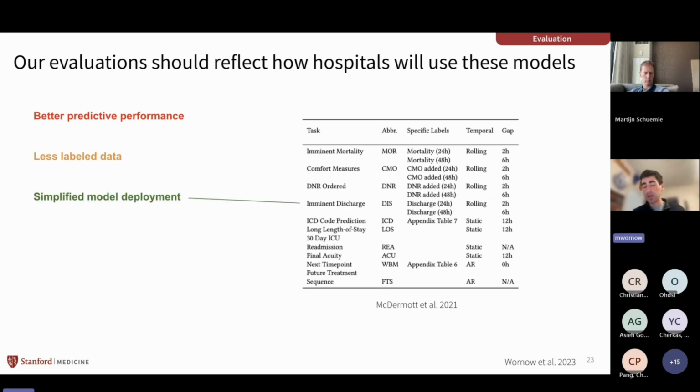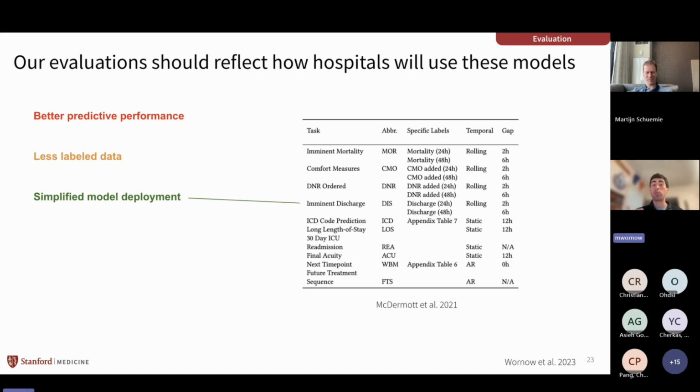Another key benefit that we saw in the literature was simplifying the deployment of models. Here's an excerpt from a paper from Matthew McDermott where they looked at 10 different downstream tasks and whether a single model could do all these tasks. The nice thing about this is, if you have a single model, and I'm sure people on this call can relate, deploying 1 model into a healthcare system is a pain. Deploying 10 models is an order of magnitude more of a pain.